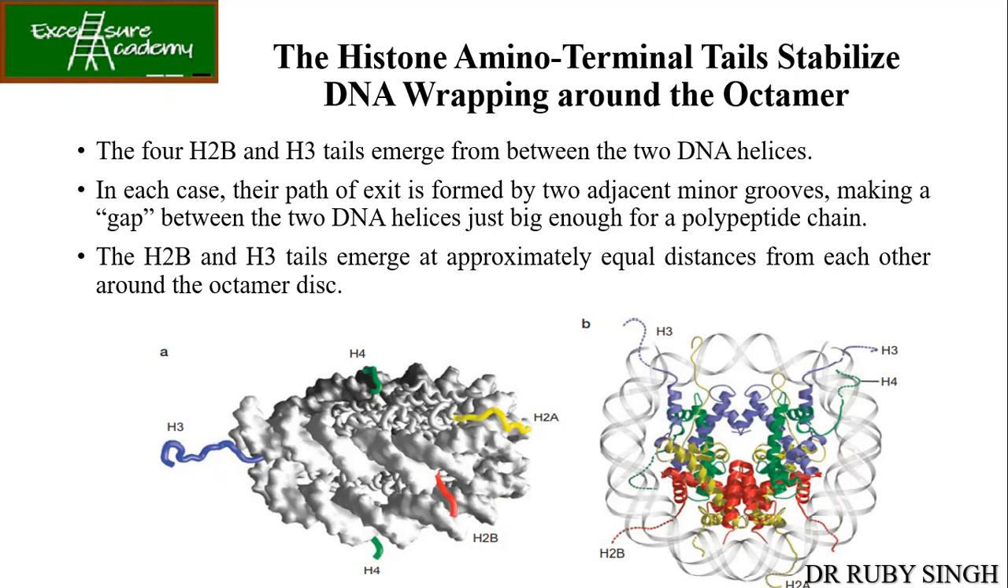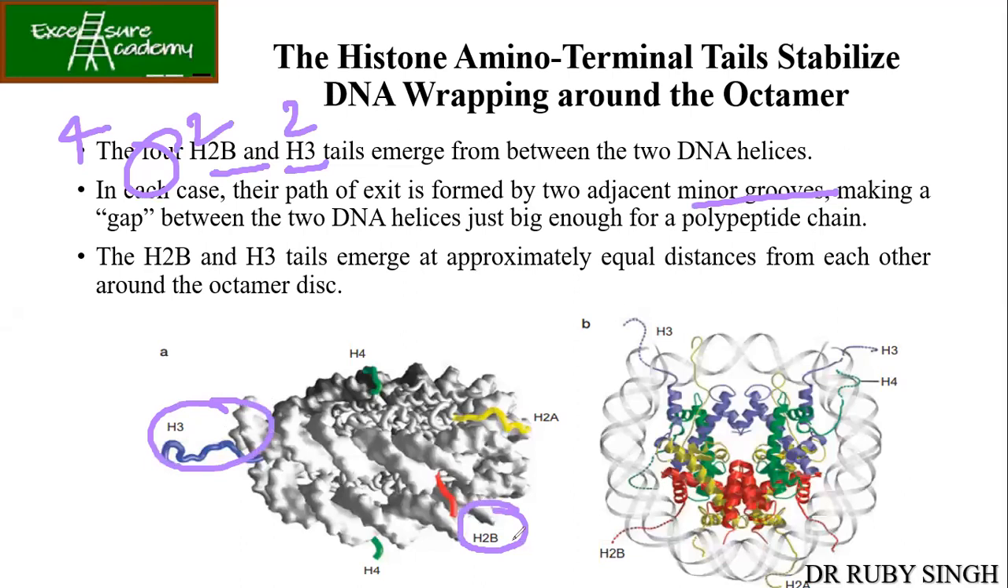Okay, so the H2A, H2B, H3 and H4 tails emerge from between the two DNA helices. In each case, the path of exit is formed by two adjacent minor grooves. Guys, please remember from where exactly the tails are coming out. Okay? So H2B and H3 tails, two of this and two of this, so total 4. Okay? So H2B, you can see it over here, and then we have the H3. This is one view, so that is why you see only two here.